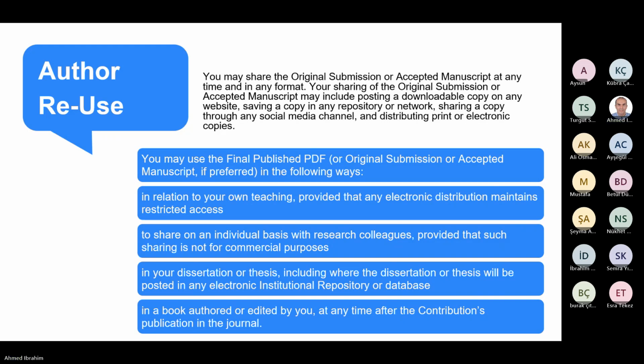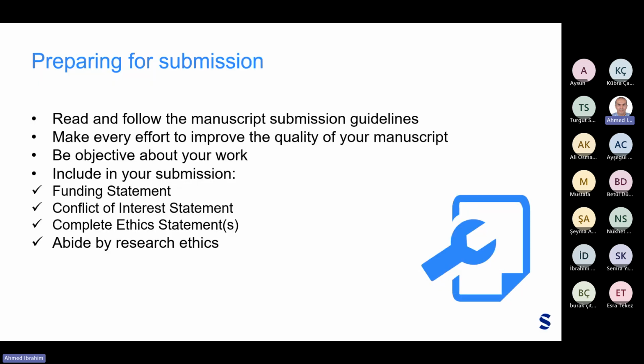So this is how you can use your article. Before preparing for submission, there are some points we should bear in mind. Read and follow the manuscript submission guidelines. Make every effort to improve the quality of your manuscript. Be objective about your work. You should include the funding statement, the conflict of interest if it exists, and a complete ethics statement, and abide by research ethics.